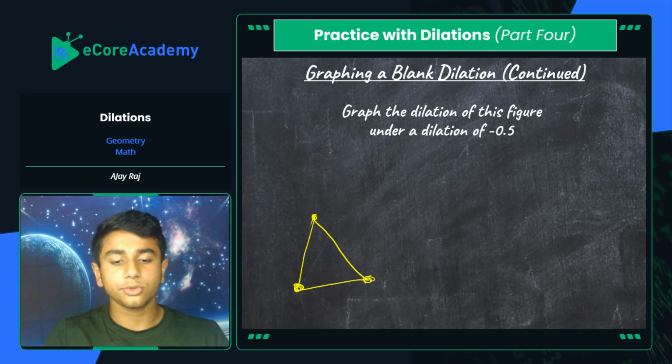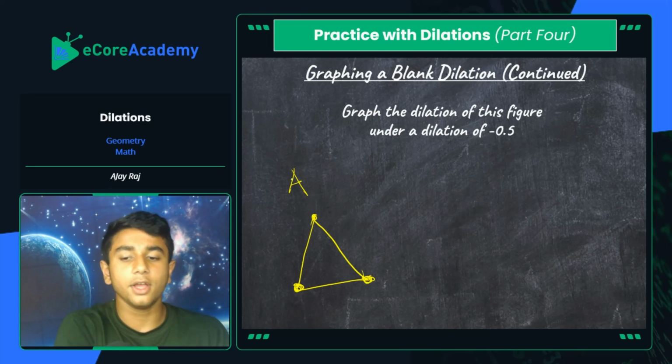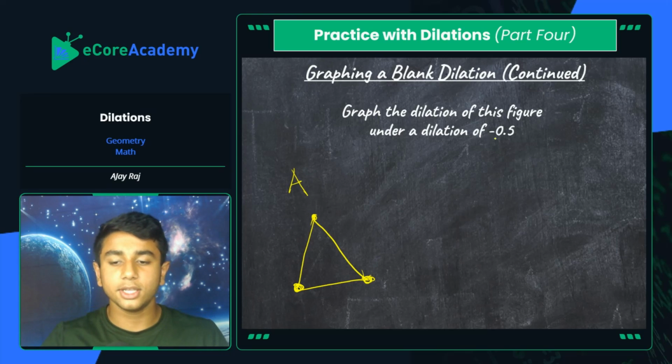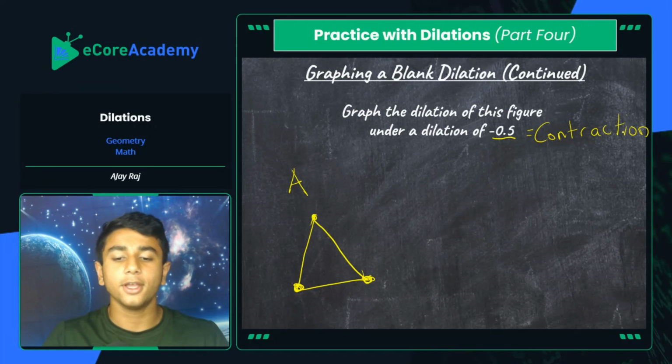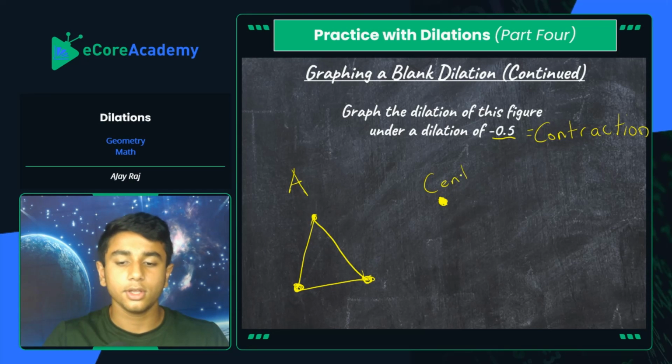Triangle A, we'll name it triangle A. And we're trying to put it under a dilation of negative 0.5. Since we have a 0.5 dilation, that means it's going to be a contraction. The figure is going to shrink by 1/2. We're also going to include this little center of dilation, that's our center. Since it's a contraction, we're going to make this triangle approximately 1/2 of its original size.